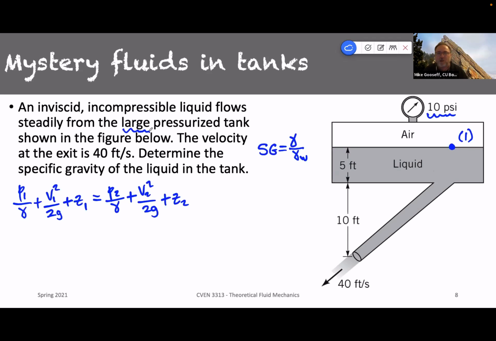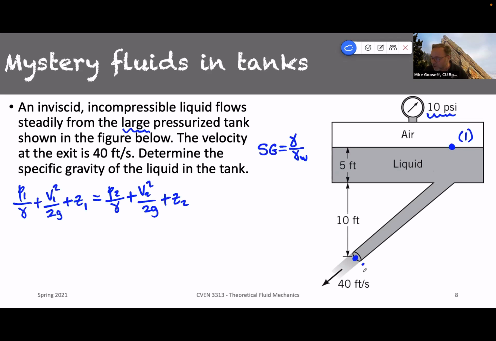an indication of being a large pressurized tank, which means that the level isn't falling very fast, even though we have a very fast rate of flow out the bottom. We don't know anything about the diameter at the moment, so we don't know the actual flow rate. We just know that it's moving at a very high velocity of 40 feet per second.